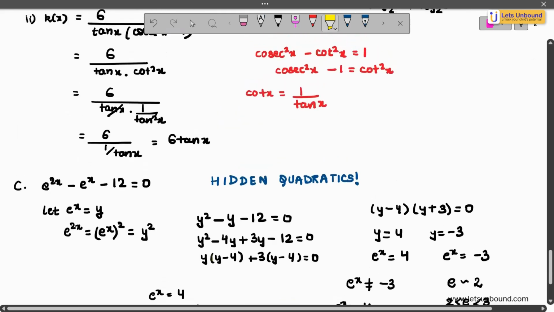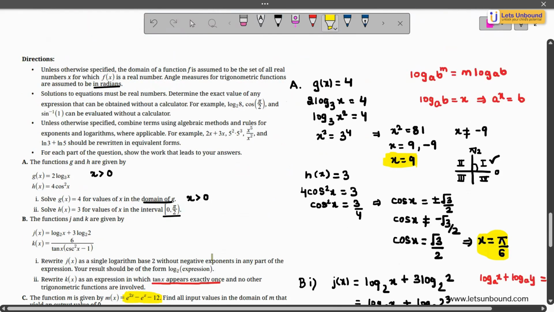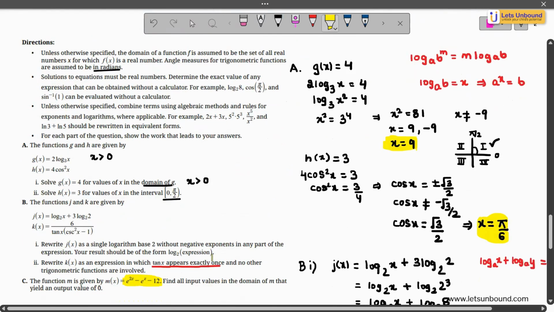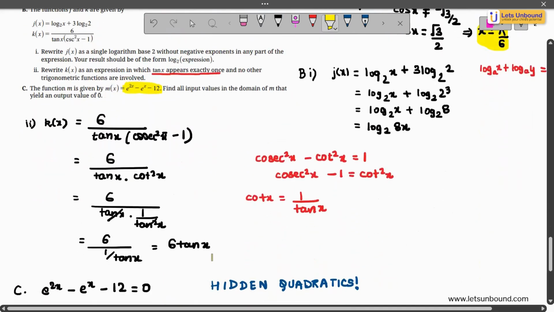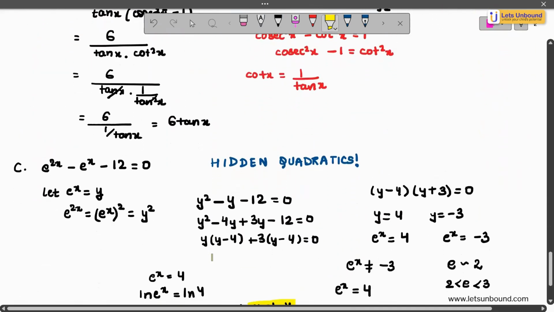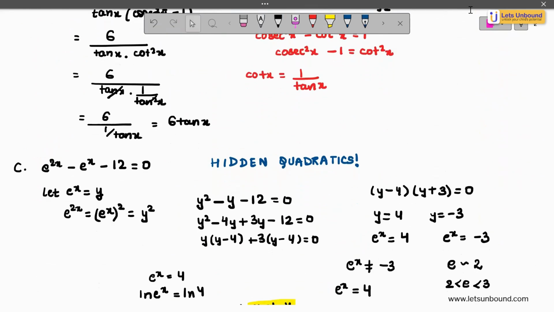So this is how we've solved this problem, which is very easy. It is not at all difficult. You just have to use log rules, log laws, trigonometric identities, as well as a special question on hidden quadratics. Hope you've understood all of it.